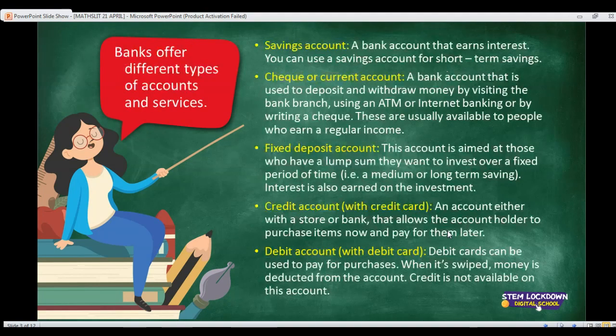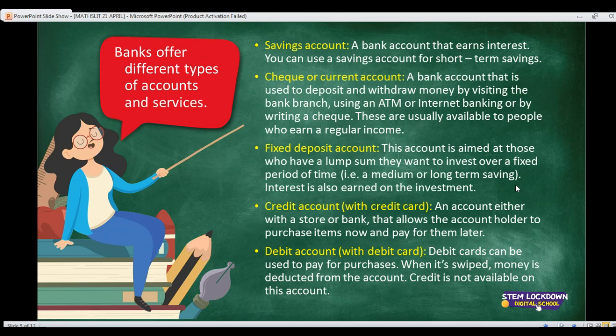Okay, banks offer different types of accounts and services. We've got the different types of accounts and services listed on the page. First up, it's the savings account. This is a bank account that earns interest, and you can use a savings account for short-term savings. So this is where you put your savings, as it's explaining. Second part is the check or current account. Those two terms can be used interchangeably.